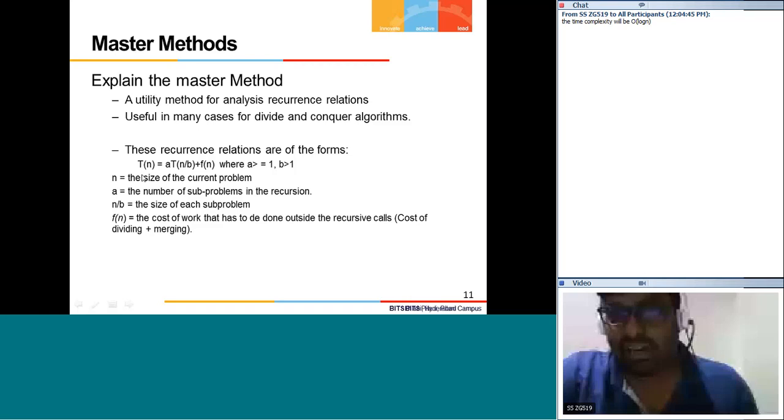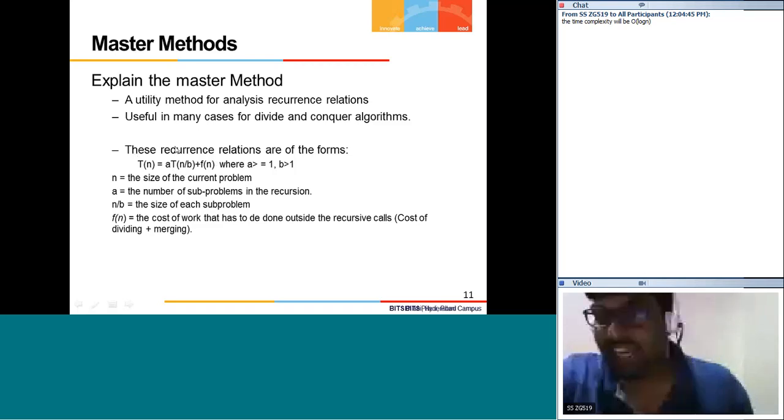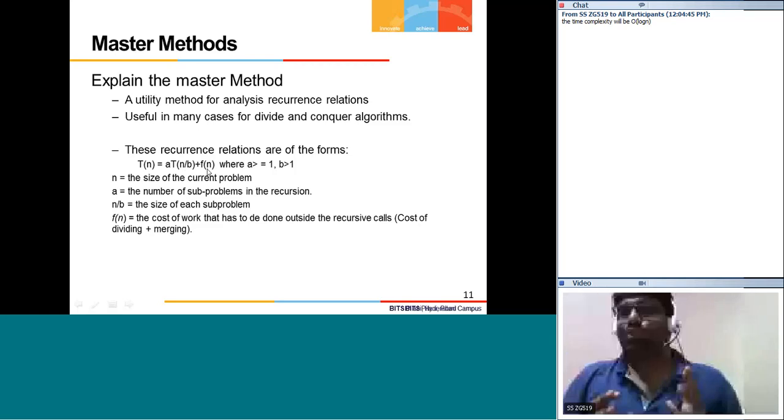Whenever you find a recursion function in a particular form, that is T(n) = aT(n/b) + f(n), with a and b being greater than or equal to 1, that is the condition. If you find an equation in this format, you directly use the master theorem.